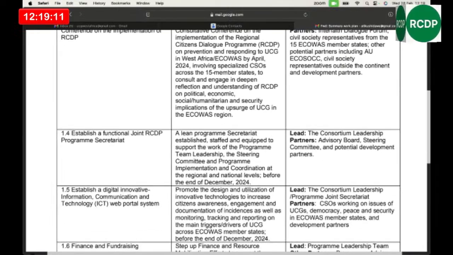And also it has been already stated that there is a need for the establishment of a joint secretariat. And this, in fact, is necessary because for you to implement such a very ambitious program, you require strategic human resources to help to carry out the functions of the program. This includes also taking the leadership in resource mobilization, taking the leadership in other activities that the program would come up with.